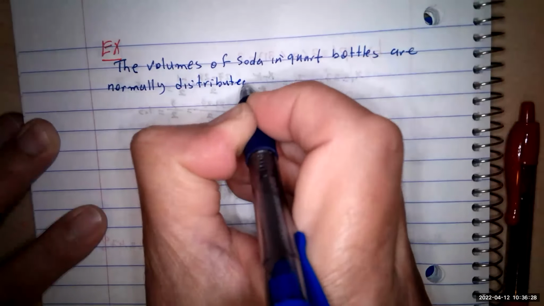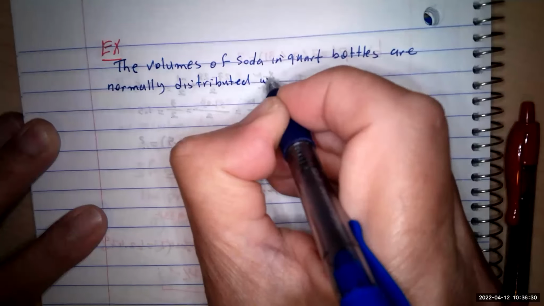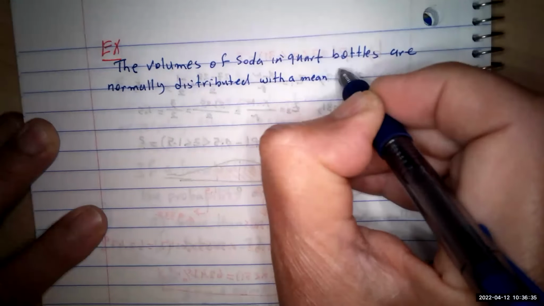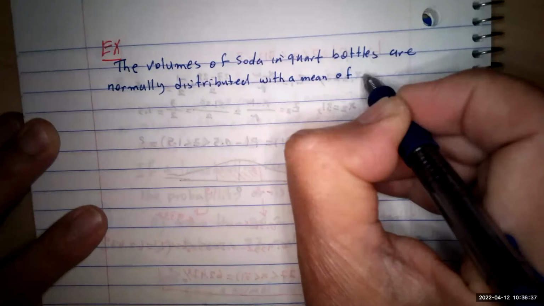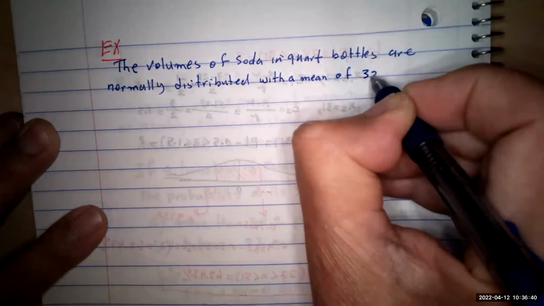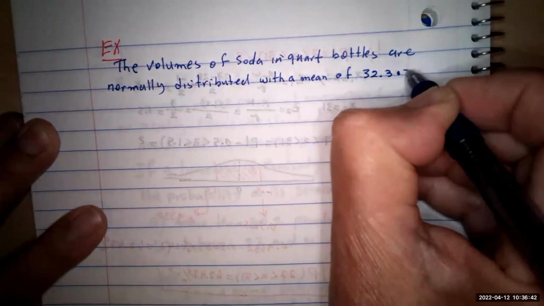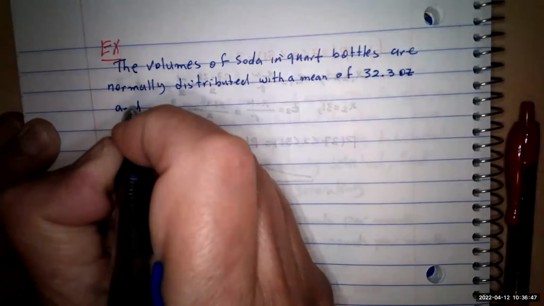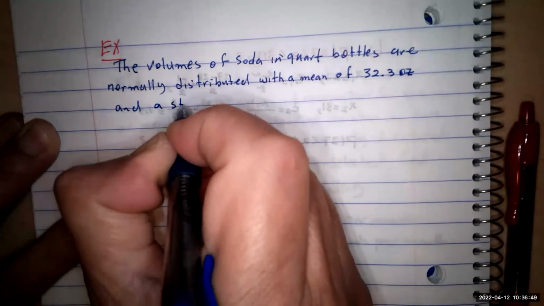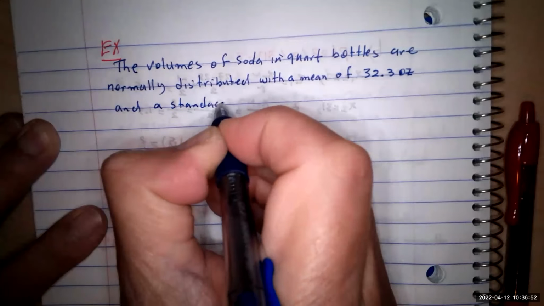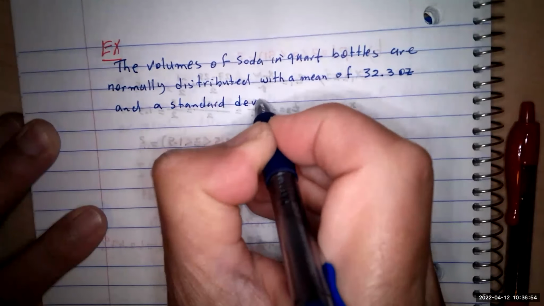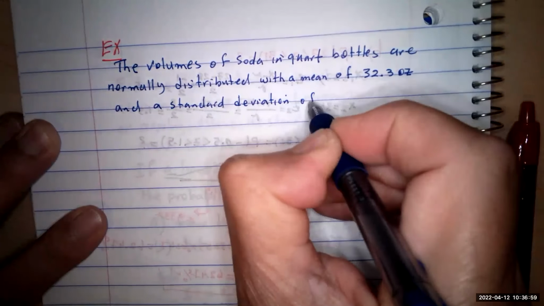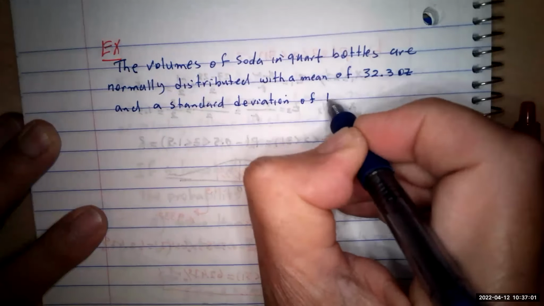So they should give you two numbers. What is the mean? With a mean of, what is the mean? 32.3 ounces. Okay, and a standard deviation. The standard deviation of 1.2 ounces.